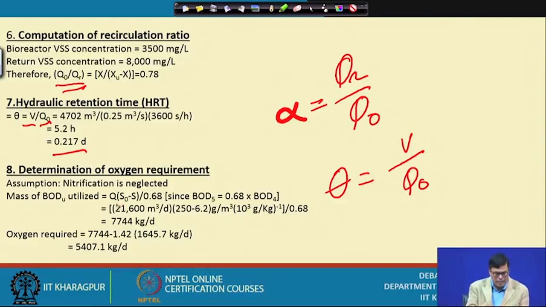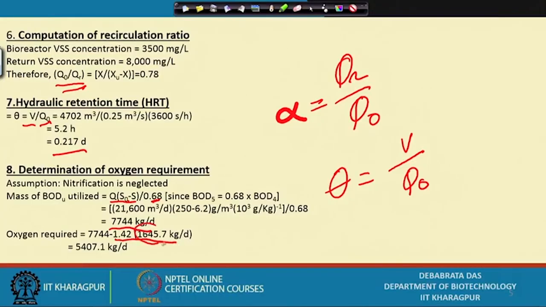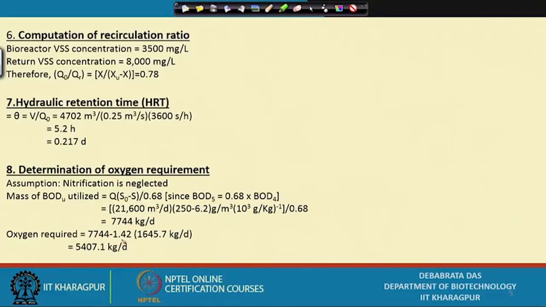Now, the oxygen requirement we can easily calculate. Q into S0 minus S is the amount of BOD that is removed, and if you divide the BOD5 by 0.68, we get the total BOD that should be removed. When the wastewater BOD is removed, a part is converted into cell mass that remains in the reactor. So, the BOD equivalent of the cell mass has to be deducted, and that is the amount of cell mass produced multiplied by 1.42, the conversion factor for oxidation: to oxidize 1 gram of cells, you require 1.42 gram of oxygen. So, we can find the exact amount of oxygen required in this particular process.